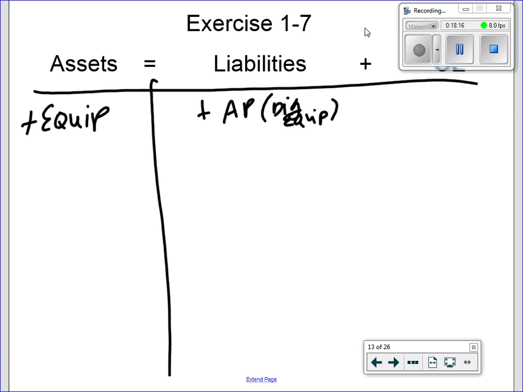Do you ever think we could have a partial payment and then not all of AP would go down? Do you think we could accept a partial payment from ARs? Yeah. Finally, incurred an advertising expense for May of $1,200 on account. Advertising expense, plus AP, minus expense, because we didn't pay cash. Good job.